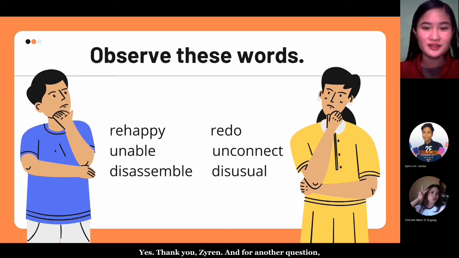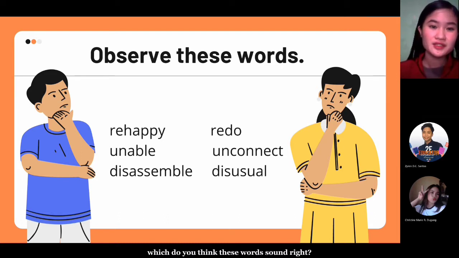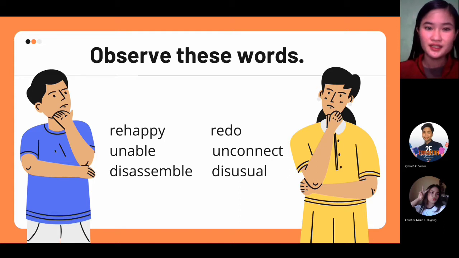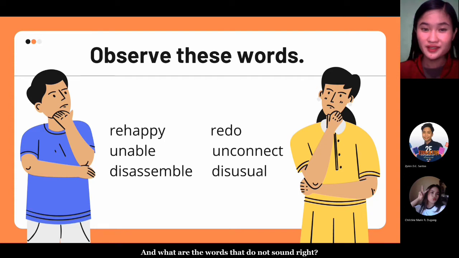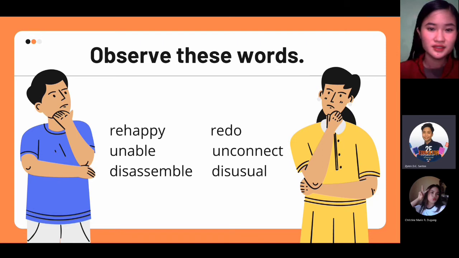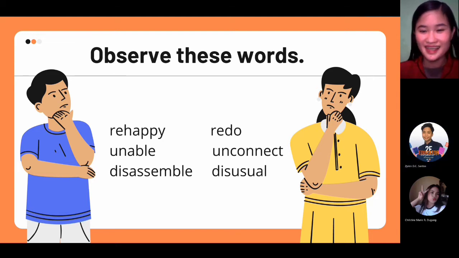And for another question, which do you think of these words sound right? I think the words that sound right are redo, unable, and disassemble po. And what are the words that do not sound right? The words that do not sound right are rehappy, unconnect, and disusual po. Tama po. Yes, very good.